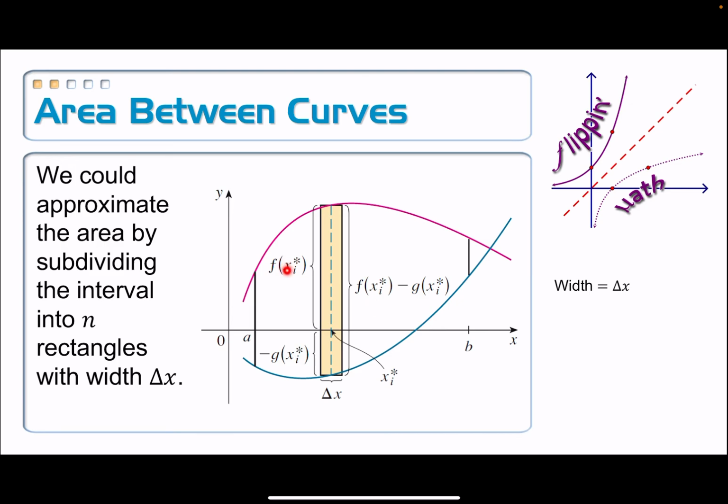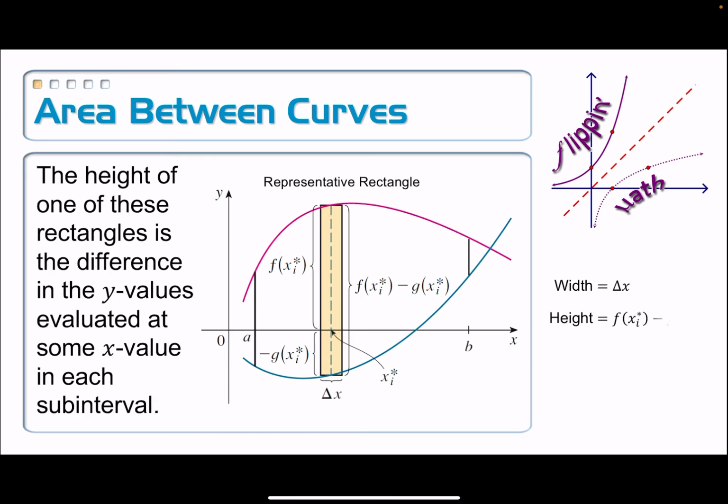So remember that this x sub i is basically a random x value, some x value in the subinterval. It could be the left endpoint, it could be the right endpoint, or it could be any point that's in between here. It looks like this one chose the midpoint. Okay, so if I wanted to find the height of that rectangle, I just take that x value, plug it into the function to get the top y value, plug it into the function to get the bottom y value, and then subtract those two things. And there we have our height. Okay, so again, it's the top minus the bottom.